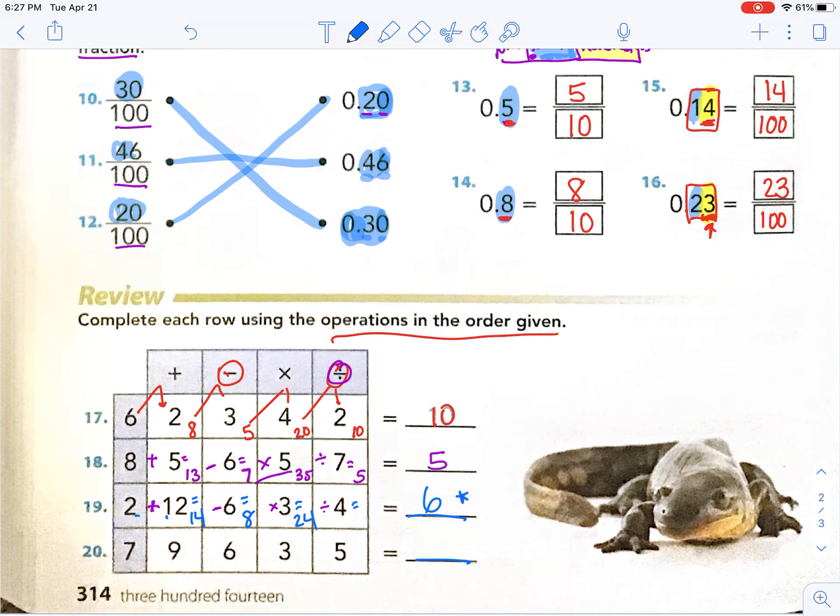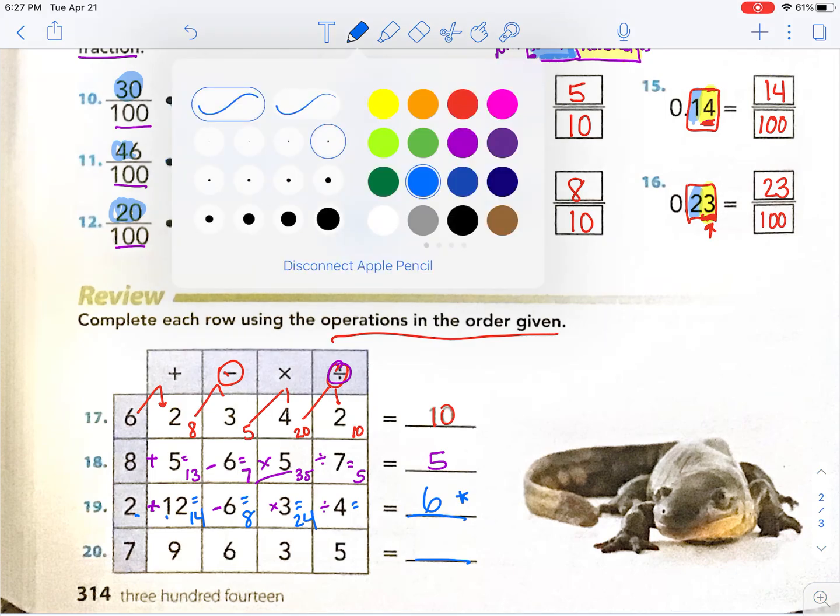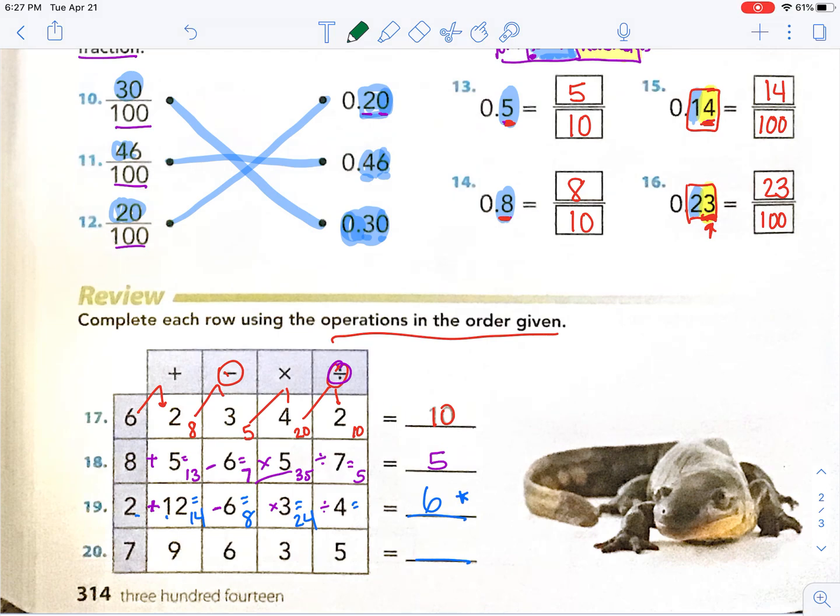24 divided by 4 equals 6. If you got that, way to go. In all honesty, boys and girls, Mrs. Kornthal sometimes gets these wrong too. So if you got 6, I know that's correct. And give yourself a pat on the back. Way to go. I'm going to switch colors again because this is getting a little bit busy.